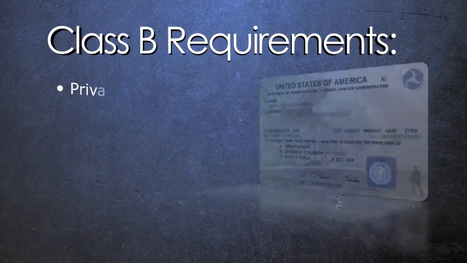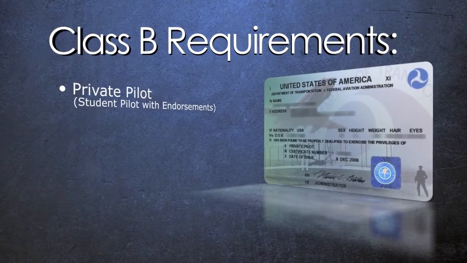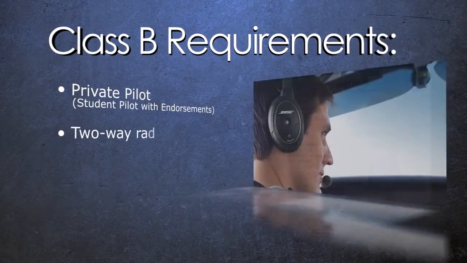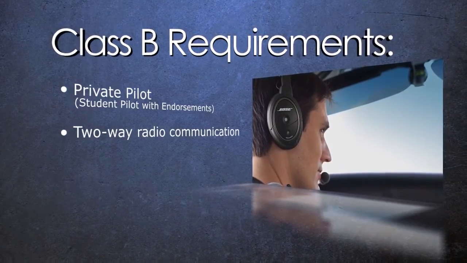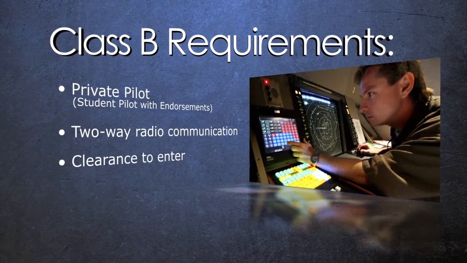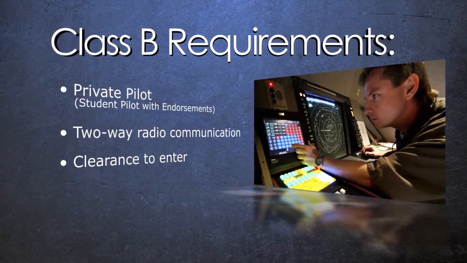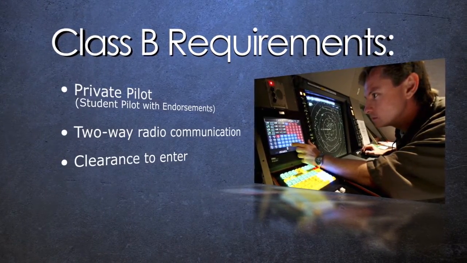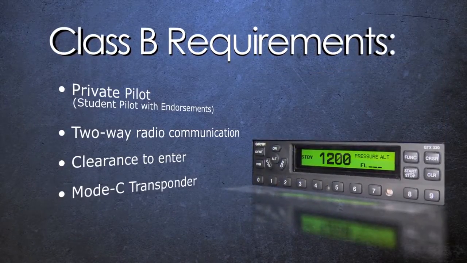The pilot must be at least a private pilot, or a student pilot with the necessary endorsements. Two-way communication with ATC must be maintained, and in addition, a clearance to enter the airspace must be given to the pilot. "Kayak 454 Echo Romeo, cleared to enter Orlando Bravo airspace." And the aircraft must possess a Mode C transponder.